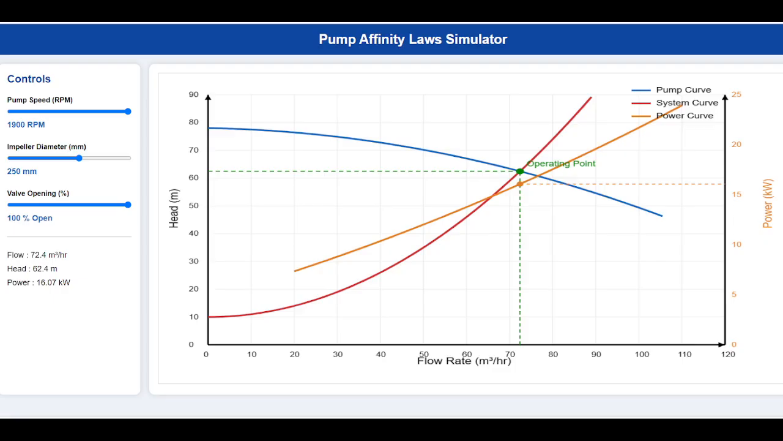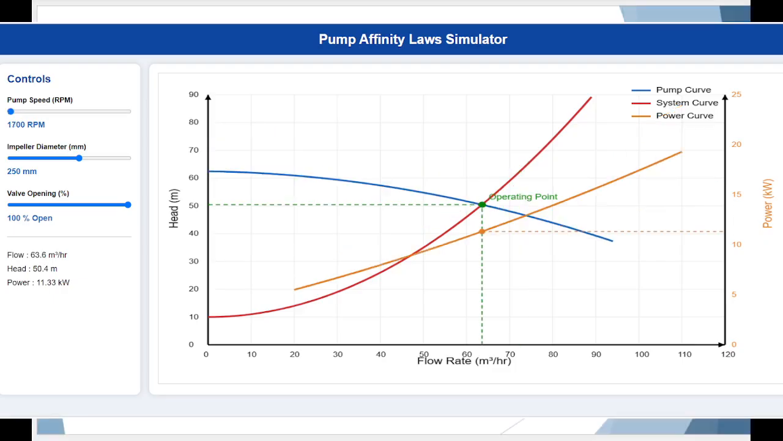Notice that as the speed increases, the pump curve shifts upward and toward the right. This means the pump is now capable of producing more head as well as more flow. At the same time, observe the power curve. It also moves upward, indicating that more power is required to operate the pump. Now, look at the operating point.